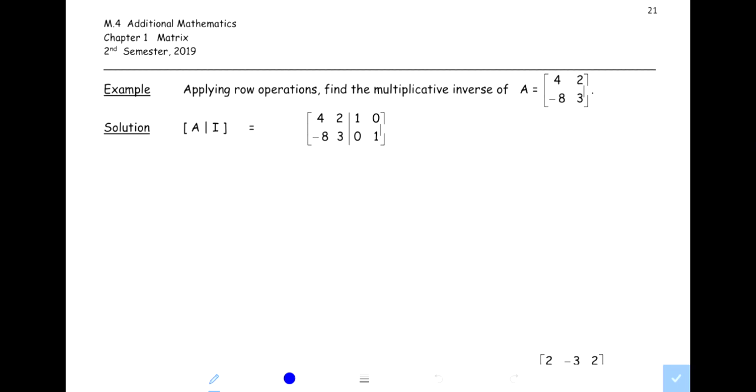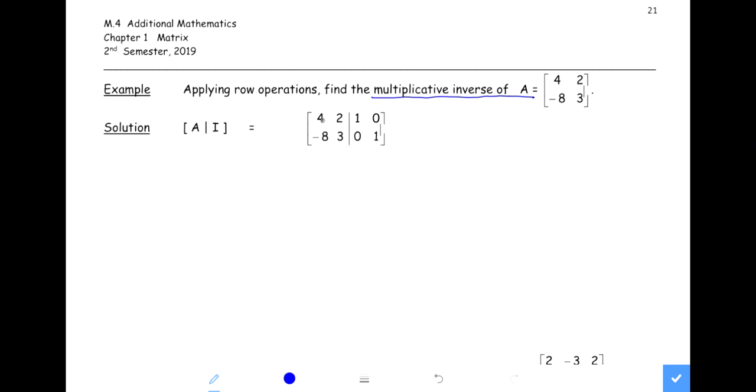Okay, let's do it now. We want to find the multiplicative inverse of A. Multiplicative inverse of A. That is your A, right? So to find the inverse, you have to start here with A and I. You put them together here, with A in the front and I at the back.